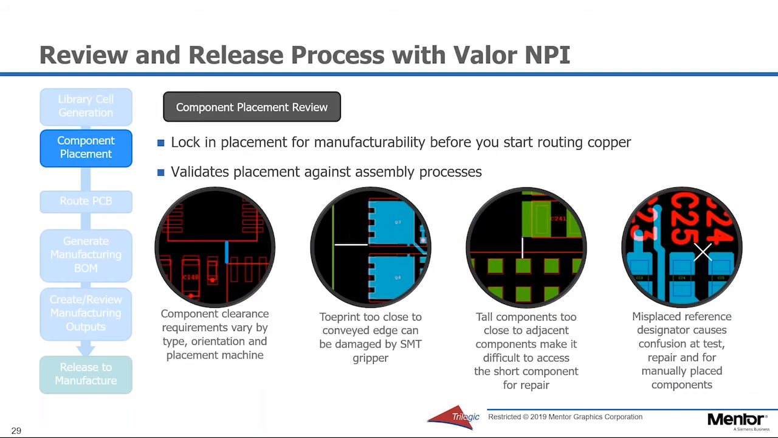Valor checks after placement can identify problems such as component clearance violations based on the standard component definition from the Valor parts library, components too close to a conveyed edge, or even tall components too close to adjacent components, making it difficult to access the short component for repair. As someone once pointed out to me, changing component placement after routing can be difficult. It's like the components are mounted in cement.